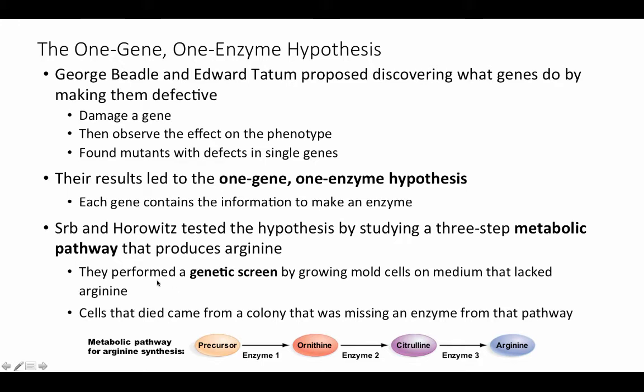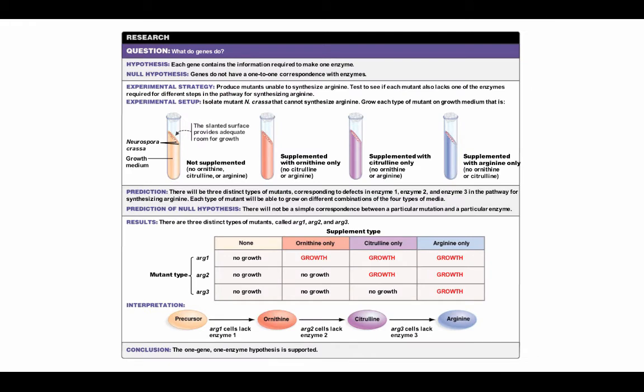And what they did was they performed a genetic screen by growing mold cells on medium that lacked arginine. And so we know that cells that died came from a colony that was missing an enzyme somewhere in this pathway. Somehow arginine wasn't being produced, and so if it wasn't provided in the medium, the cells couldn't grow. And so this led to more detailed experiments looking at each of these steps in the pathway.